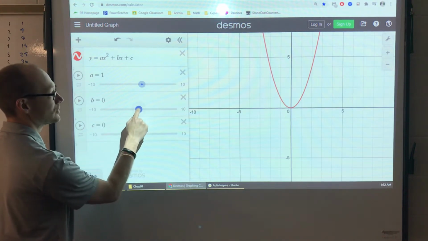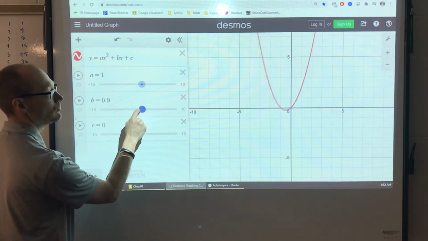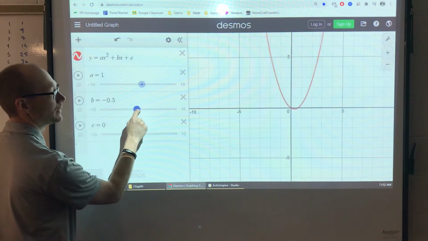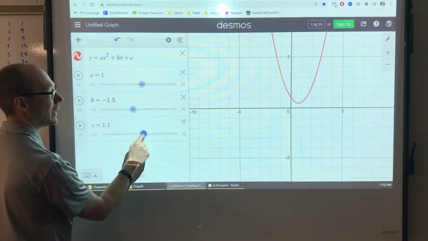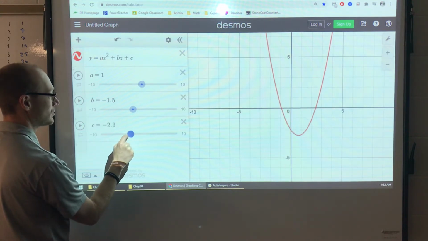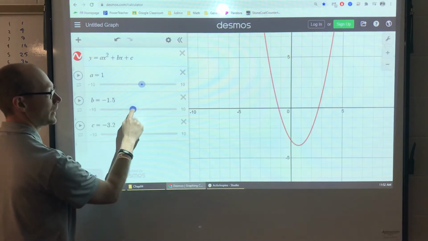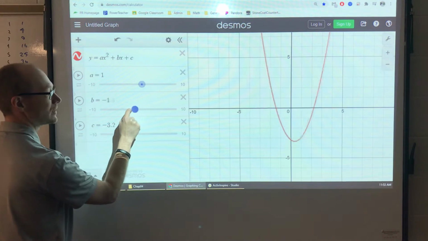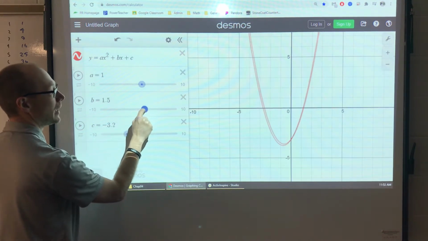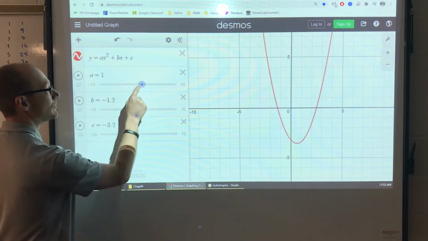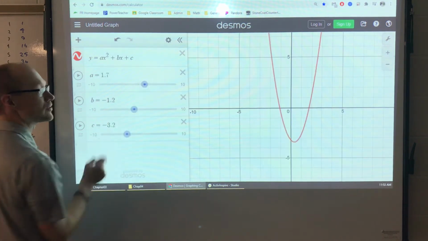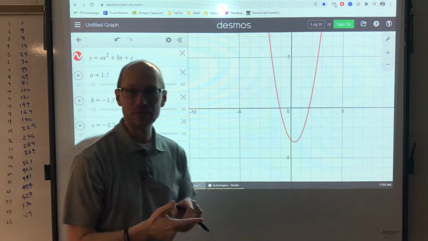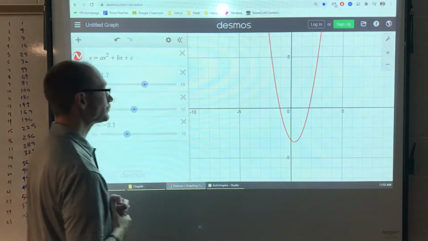But if b is changed, you can see how this moves back and forth a little bit, kind of around that y-intercept. If I move the y-intercept down something like this, we can see that b just kind of rotates it right around there. But the shape is not changing. The shape only changes when you change the a. Right? So that's how the a, b, and the c work together.